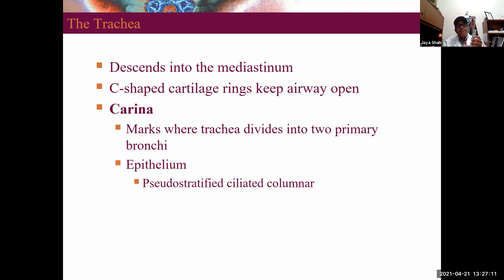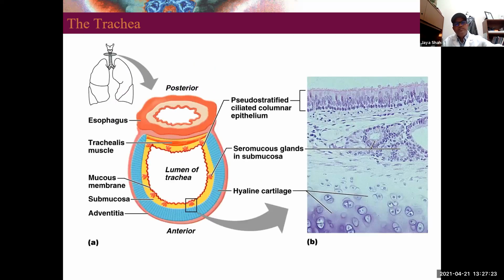C-shaped. Carina marks the trachea divided into 2 primary bronchi. The inner lining epithelium of the trachea will be pseudostratified ciliated columnar epithelium.